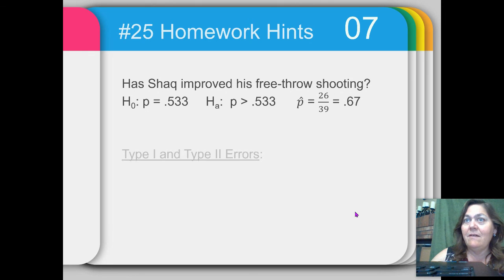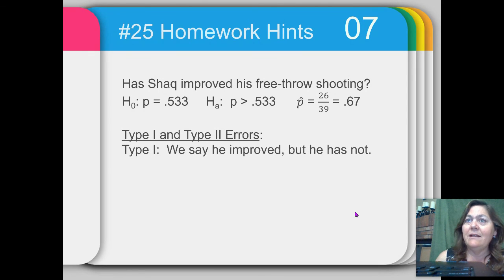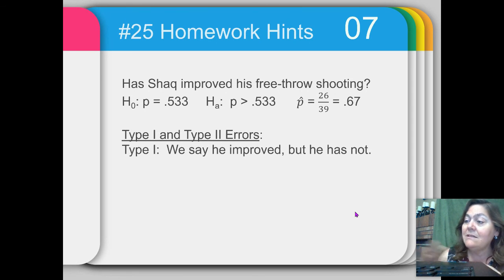is 0.67. Okay? Then it just wants you to talk about what the type 1 and type 2 errors would be for Shack there. Remember, type 1 is that we reject the HO, but we shouldn't have. So we say that he has improved. When we reject the HO, we accept the HA. So we're going to say, oh yeah, we reject HO and think that HA is likely. So he has improved, but he really hasn't, right?